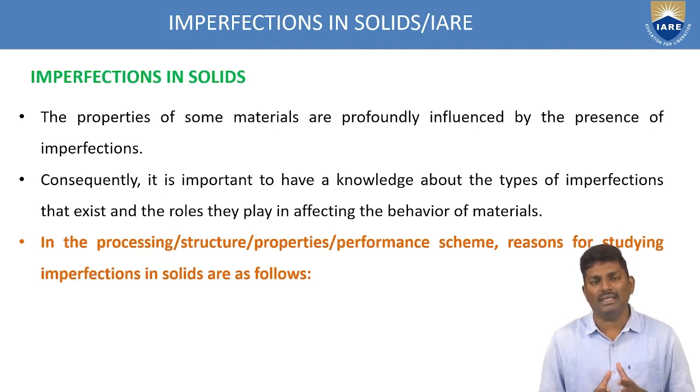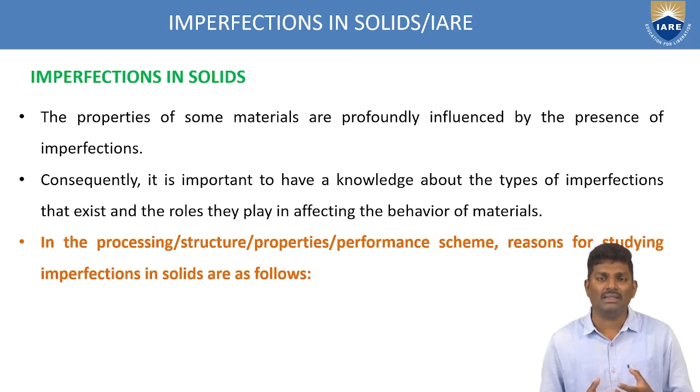Mainly these defects will influence the properties of the material. So, what is happening here? The properties of some of the materials depend upon the impurities. If the impurity level is very, very high, what happens? The properties will vary. So, in order to have good properties, these imperfections have to be identified, and if any possibility is there, these imperfections can be resolved.